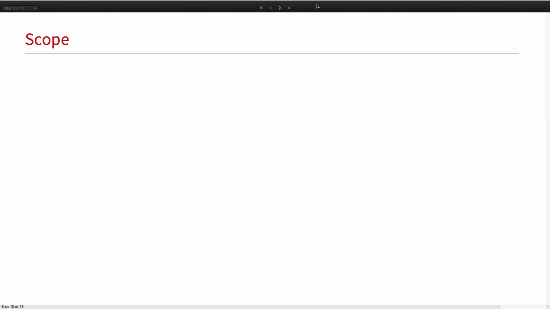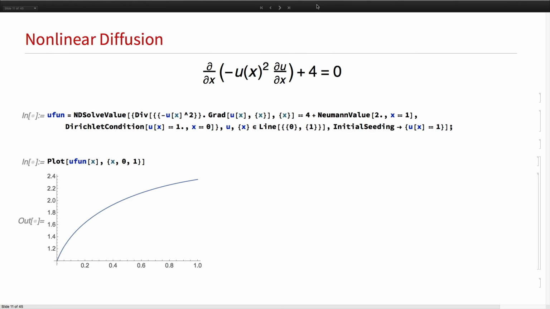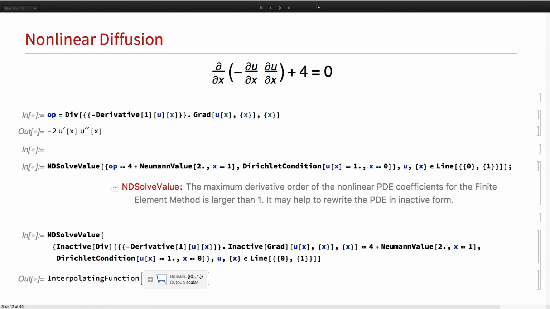Okay, I quickly want to talk a bit about the scope. What type of problems can we solve? So here's a nonlinear diffusion equation. In this case, the diffusion coefficient is u squared. That's one thing you can solve. We've already seen something like this. Here we have a derivative of a nonlinear coefficient. du dx is a nonlinear coefficient.